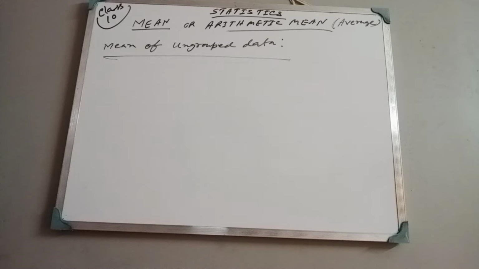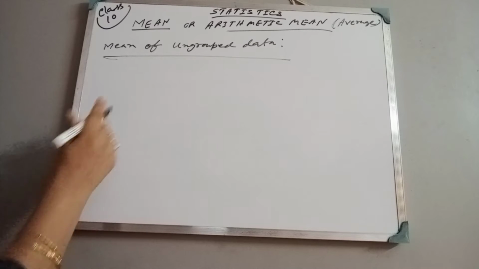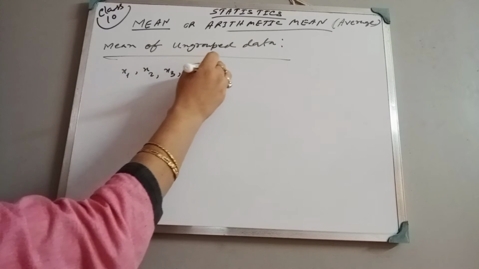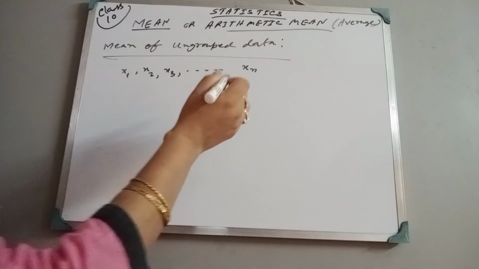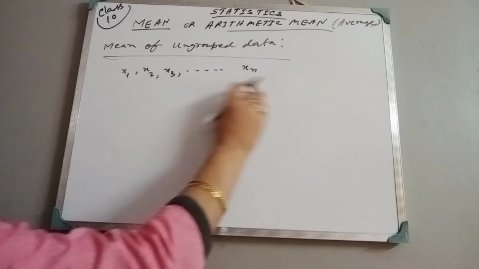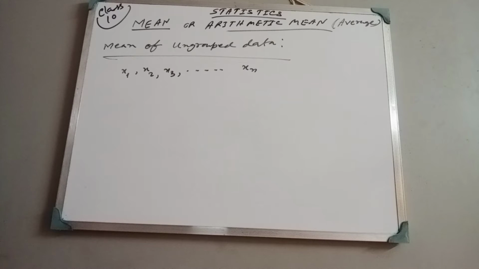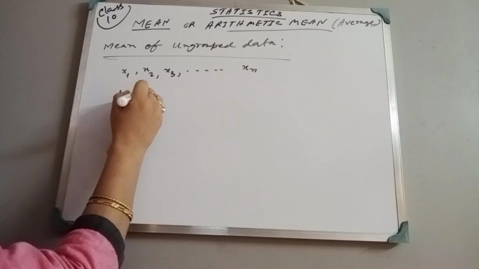The mean of a number of observations is the sum of the values of all the observations divided by the total number of observations. Say there are n number of observations, x1, x2, x3, up to xn. These are n number of variables, observations or terms, whatever we say. This is given by the formula. The mean of these numbers will be what?